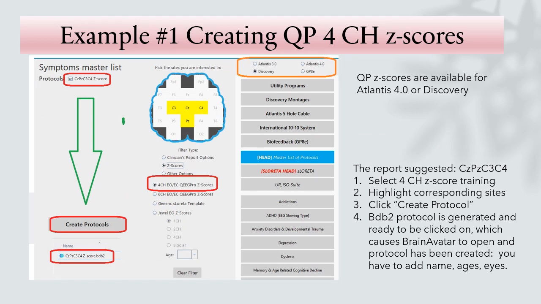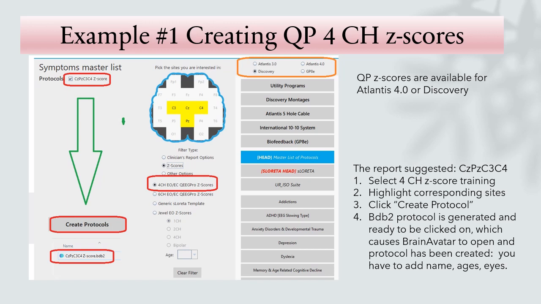Creating QEEG Pro 4-channel Z-score training. In the knowledge base, we have a head, a 10-20 head. We simply clicked on C3, CZ, C4, PZ, the desired 4 sites. We have the radio button that says 4-channel eyes open, eyes closed QEEG Pro Z-scores. We've picked Discovery as the unit that we will use to do the training.